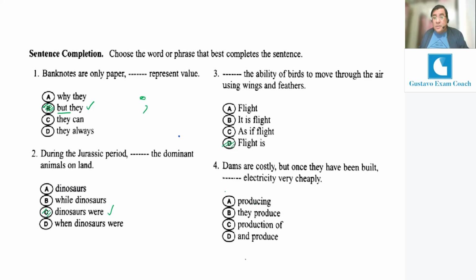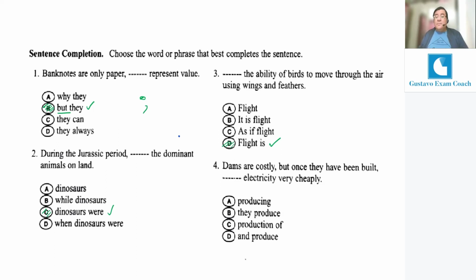All right, so the correct answer choice is flight is. Option D. Option C is as a flight, the ability of birds, there is no conjugated verb there. So it is not even a clause. It is flight, the ability of birds to move through the air using wings and feathers. It is flight, the ability of birds. Now, flight is the ability of birds, not it is flight. And flight, the ability of birds, absolutely no conjugated verb.